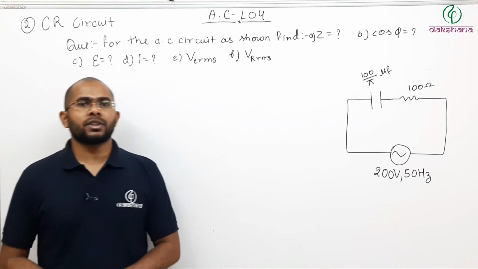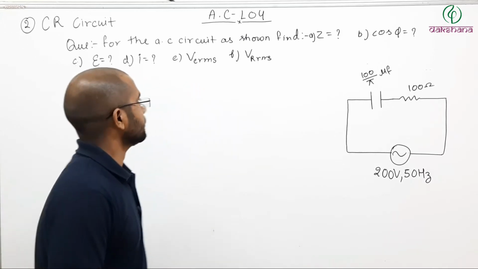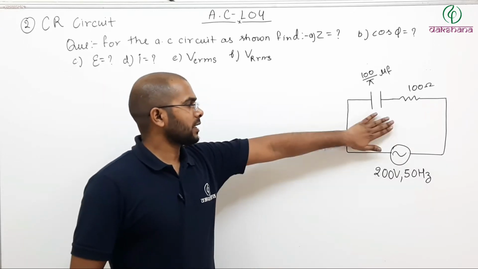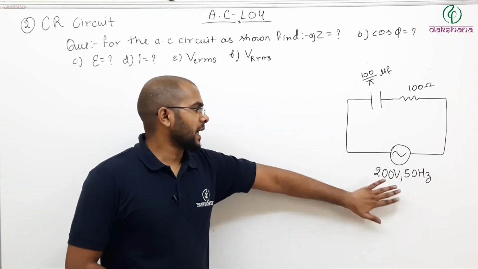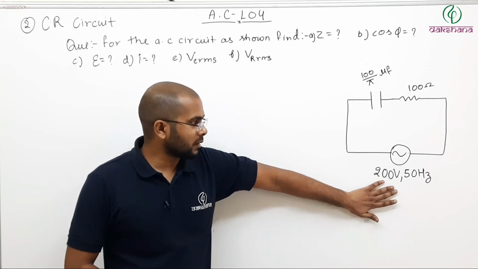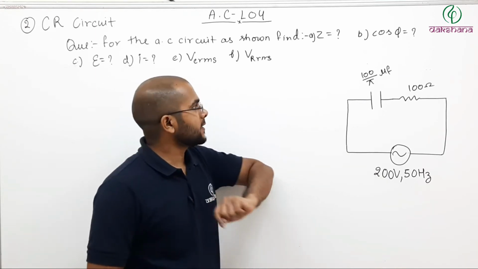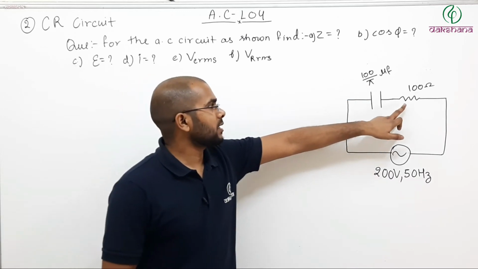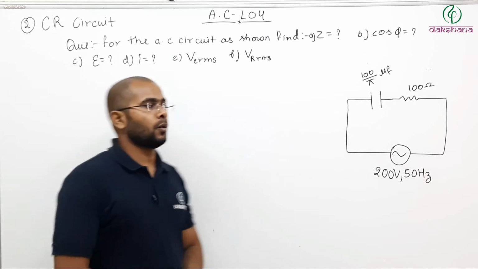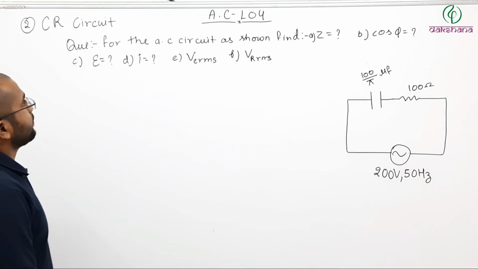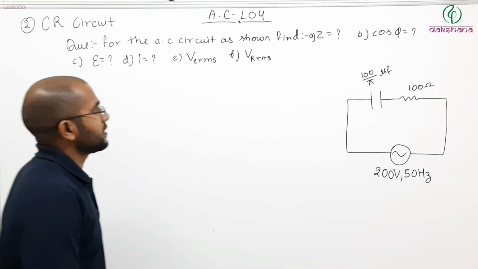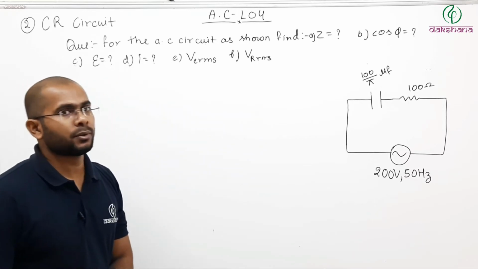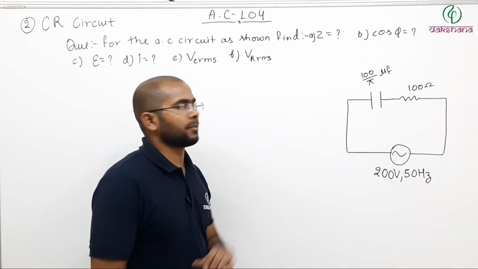Let us solve one more question based on your RC circuit. Here it is given, for the circuit as shown, my power source has Vrms as 200 volts and frequency as 50 hertz. There is a capacitor of capacitance 100 by pi microfarad and a resistance of 100 ohm. For the circuit shown, find the value of Z, the impedance of the circuit.